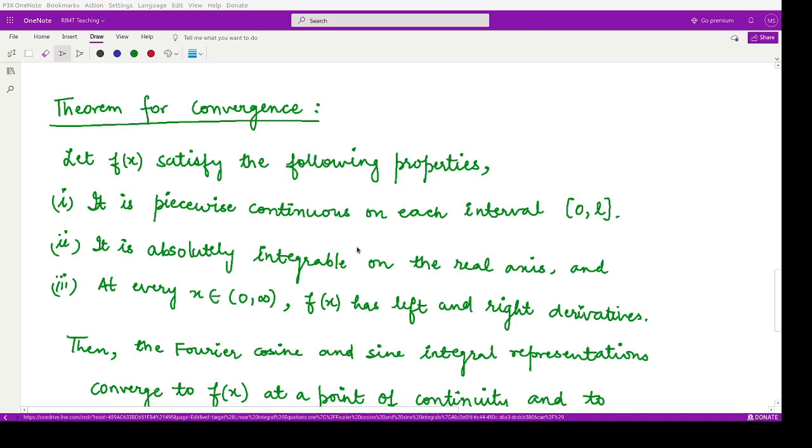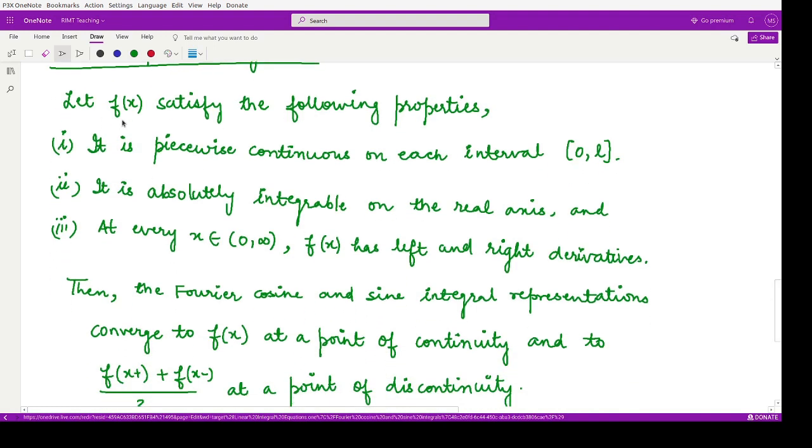Next is the theorem for convergence. Now we will check how this series will converge. For this series to converge, we have the following properties. First of all, the function should be piecewise continuous on each interval. Then it should be absolutely convergent on the real axis. And the third condition is that it should have left and right derivatives.